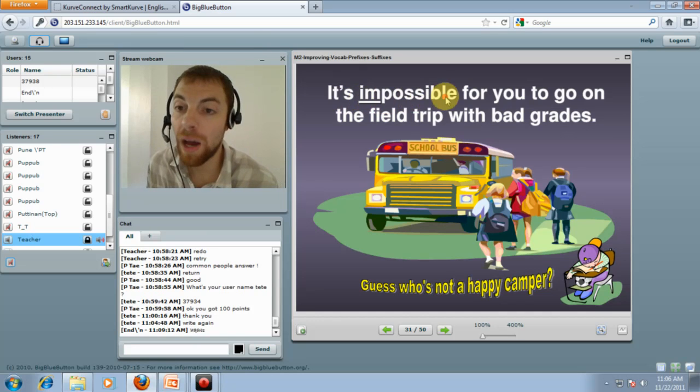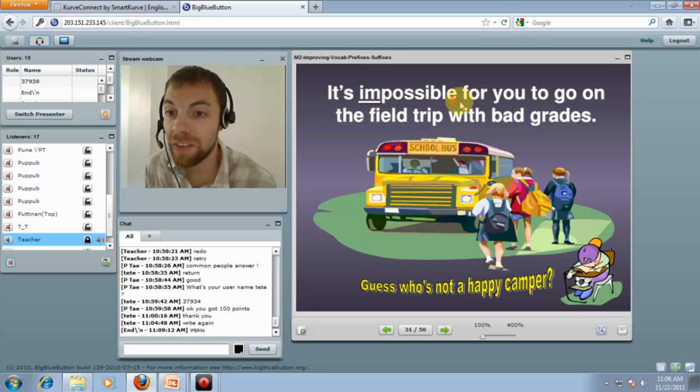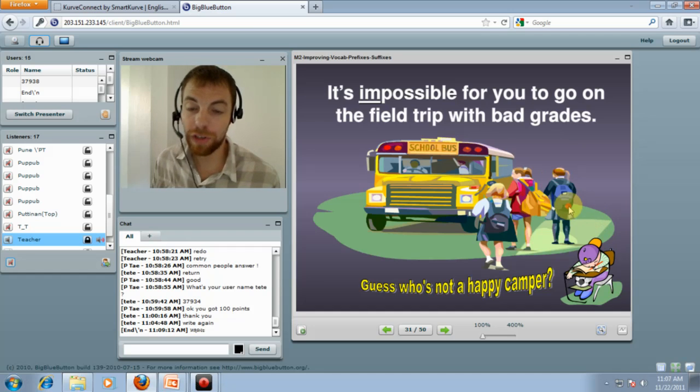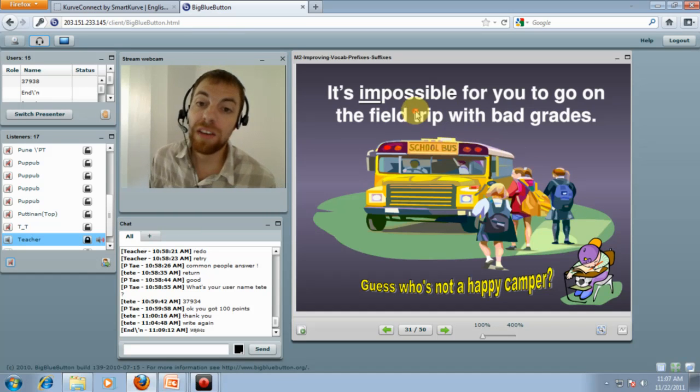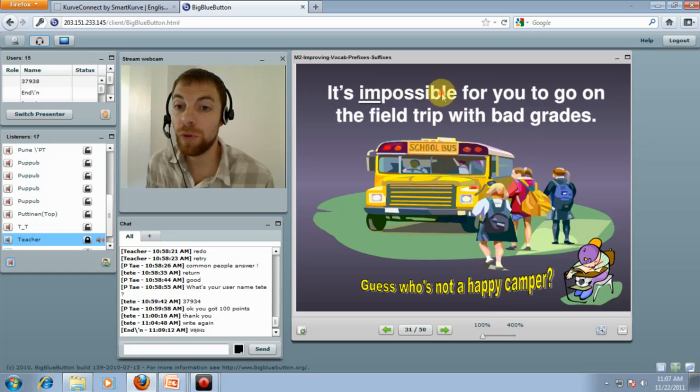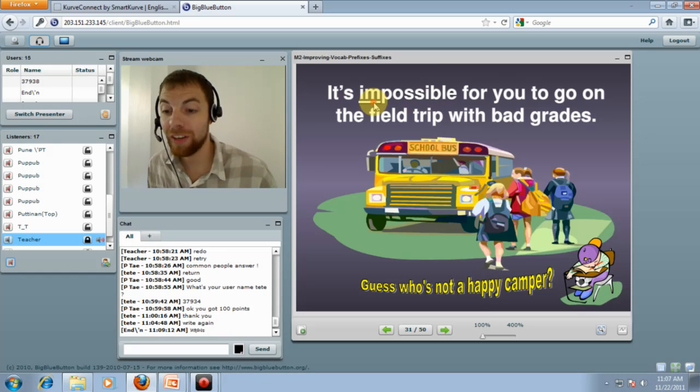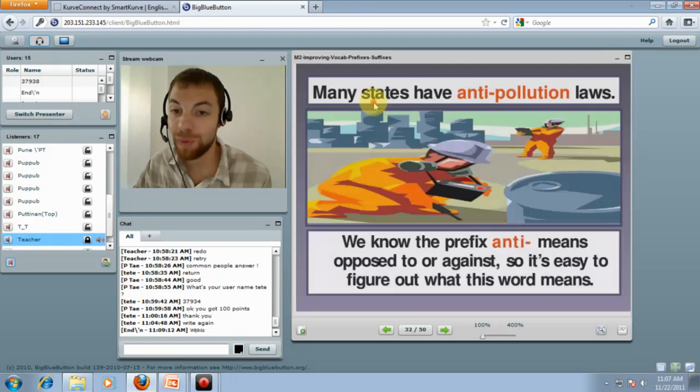So it is impossible. You cannot go on a field trip with bad grades. Alright? It's important to know this. It's a big difference between possible and impossible. They are opposites, actually. One is yes, one is no.